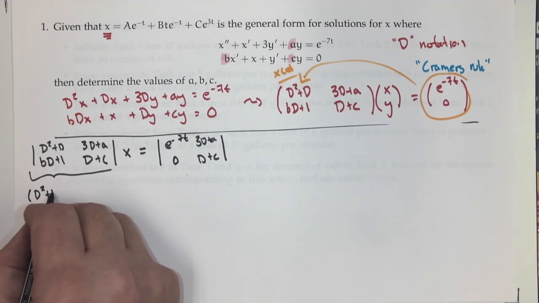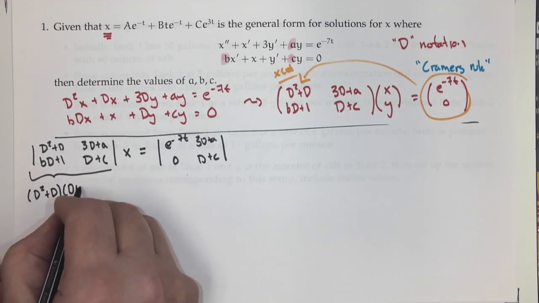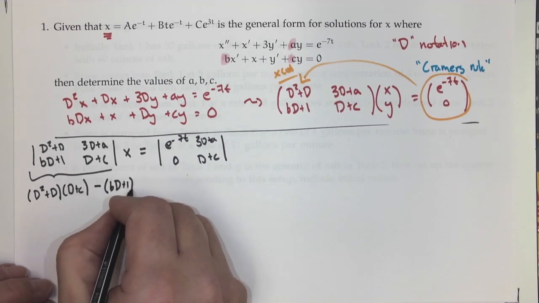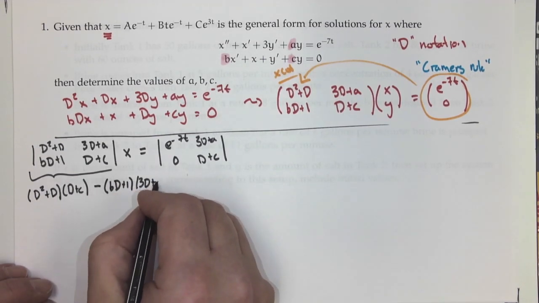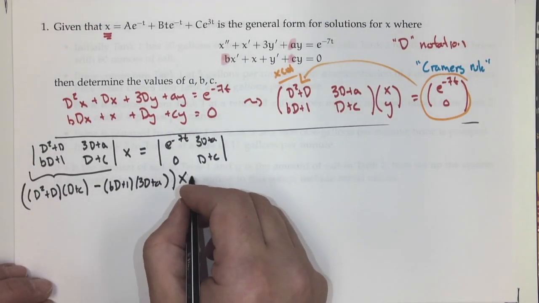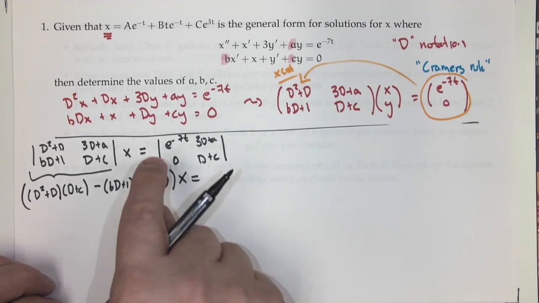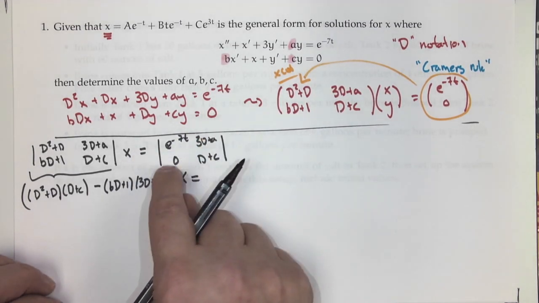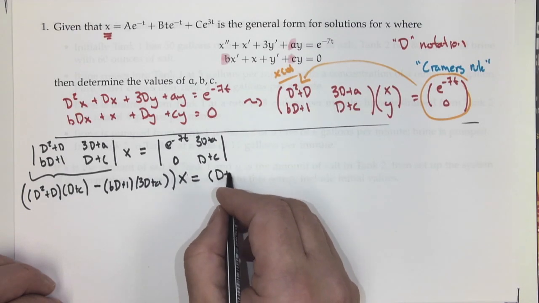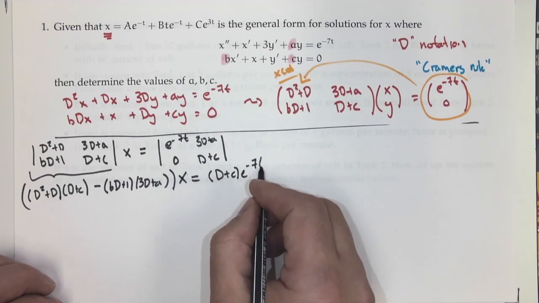So we have our d squared plus d times d plus c, subtract b times d plus 1 times 3 times d plus a, all that times x. On the other side, the nice thing is we have a 0. That's good. So we just have this diagonal, d plus c, e to the minus 7t.